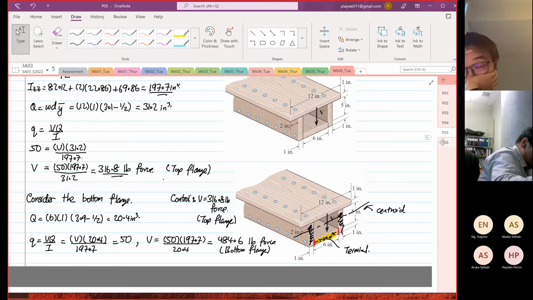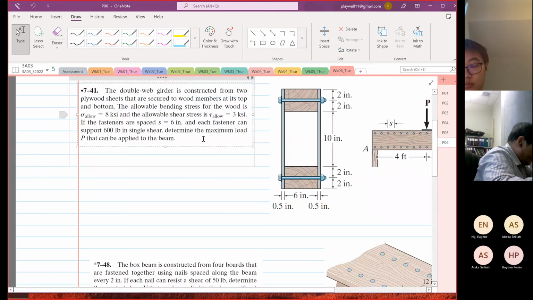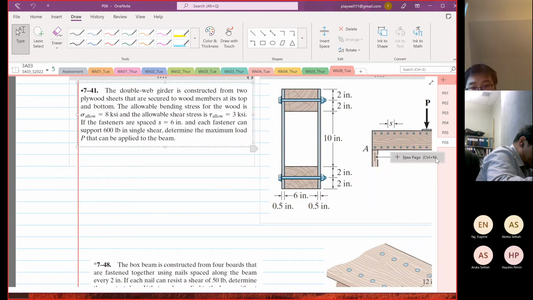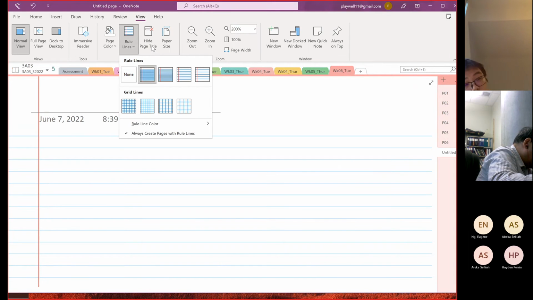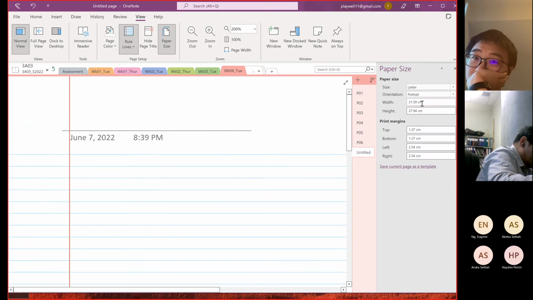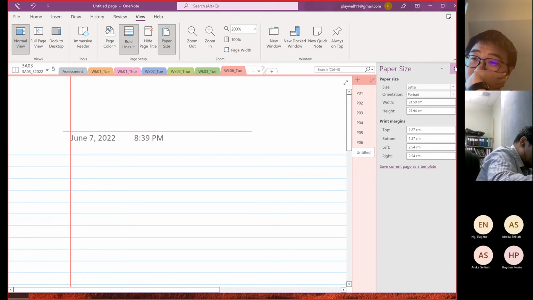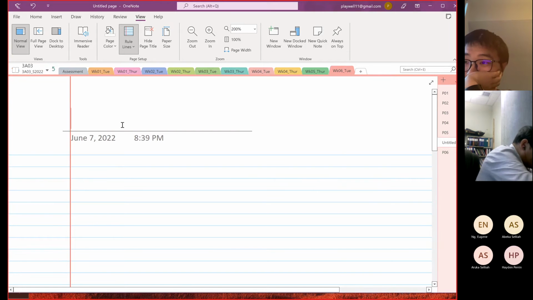I hope to finish more examples. So let me insert another page. I think the best thing to do in this course is a lot of examples. The more examples you see, the more it strengthens your understanding of the topic. Okay, so this is P06.